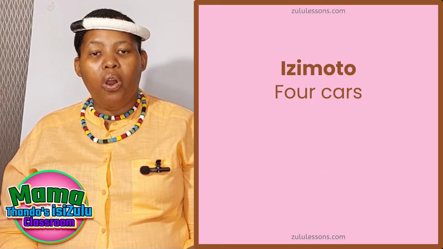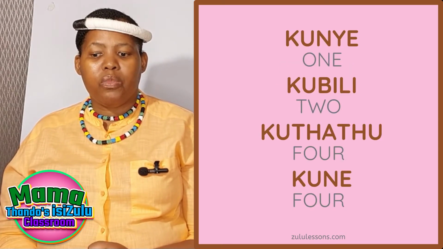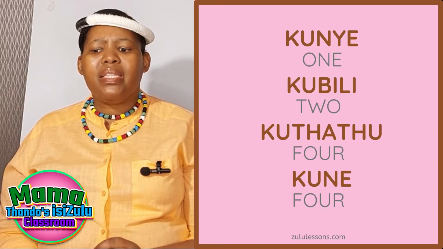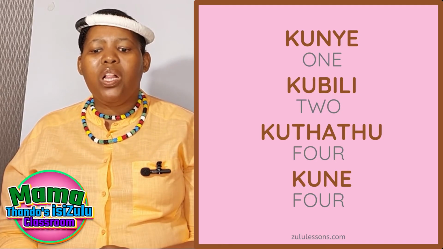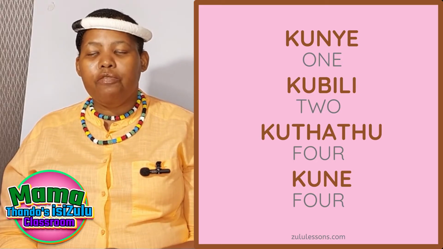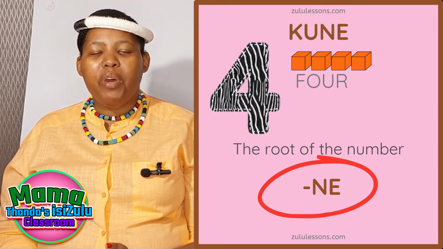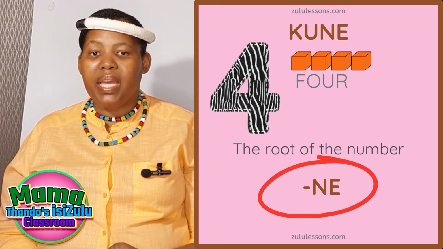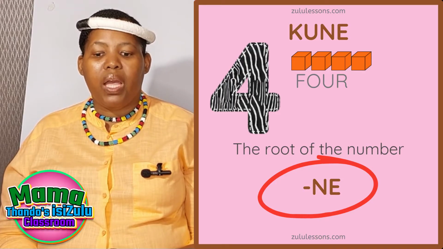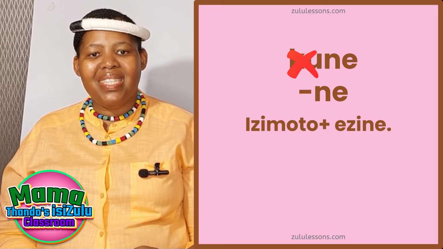To say 4 cars, you will see the word izimoto, cars, first, followed by the number 4. The number 4 in isiZulu is kune. We will only take the root of it and leave the prefix behind. A prefix is made up of the first 1 to 3 letters of a word. For the number 4, which is kune, you will see ne, simply ne, on the adjective. And so, 4 cars are izimoto ezine.